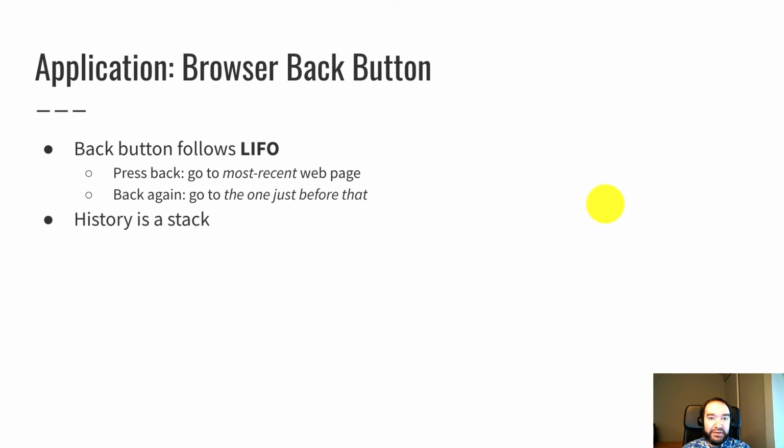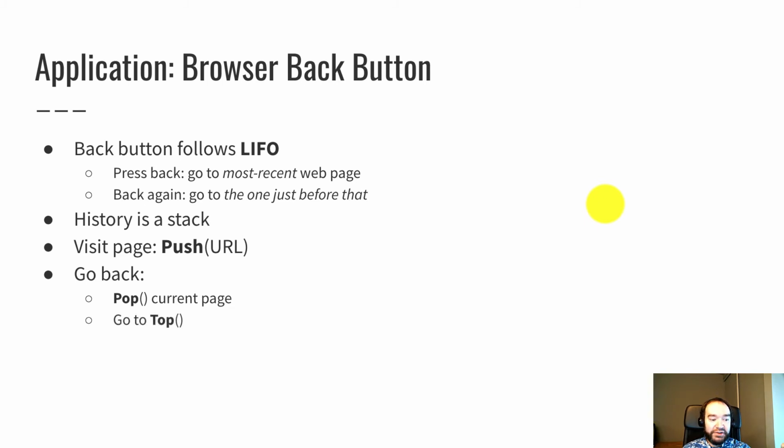We can represent this kind of web browsing history as a stack data structure. When you visit a page, you push it on the stack. So that means the top of the stack at all times is the web page I'm on right now. In order to go back, I pop the current web page off the stack. That means that the new top of the stack will be the previous page I was on. So the new top is the one we need to go to, so we go there. That's how we go back.